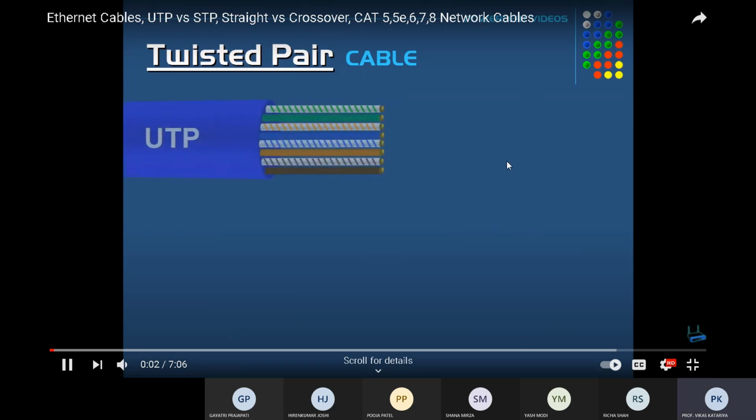So twisted pair cable is one kind of Ethernet cable with different color combinations. Every cable is a copper wire covered with a color combination or colored shield, right? UTP, this is unshielded twisted pair. All the copper wires with different colors are fitted in a cache, but there is no shield. So UTP is unshielded twisted pair.